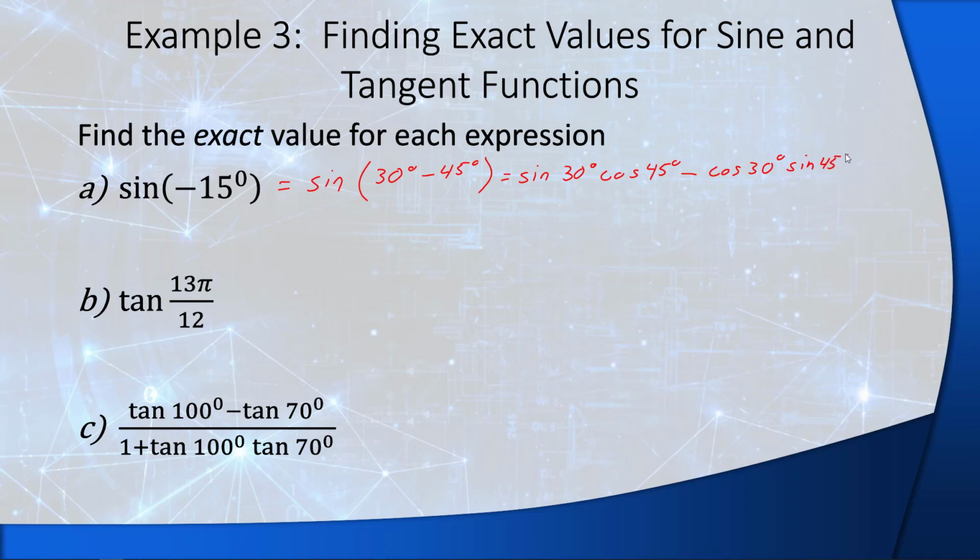And those we know the values for. The sine of 30 is 1/2. The cosine of 45 is the square root of 2 over 2. Minus the cosine of 30 is going to be the square root of 3 over 2. And then the sine of 45 is going to be root 2 over 2. And that will give us the square root of 2 minus the square root of 6, all of that over 4.